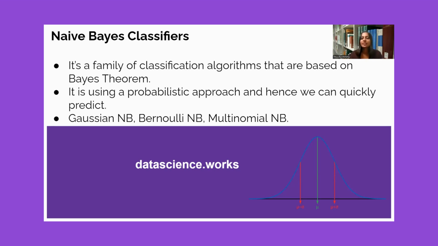So we have Gaussian naive-Bayes. Next we have Bernoulli naive-Bayes. Next we have multinomial naive-Bayes. I will be discussing each and every one in the next slides, so you can have a basic understanding of these. What does it actually mean? So let's start. First we are going to discuss the Gaussian naive-Bayes.